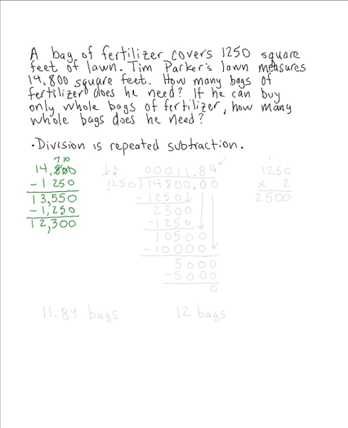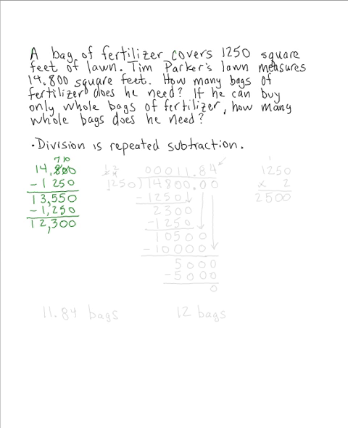We could continue this process until we got all the way down to the end, and then counted the number of times we subtracted 1,250. That would tell us how many bags of fertilizer we needed until we got to a point where there was no unfertilized lawn left. But that process can be very long and tedious, depending on what the numbers are. And that is one of the reasons why division is so useful. If you find that in a word problem, one way to solve it is through repeated subtraction, then it's very likely that division is the most efficient way to get your answer.